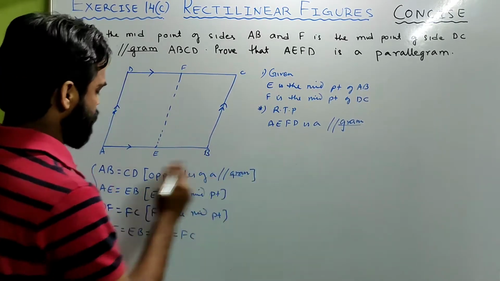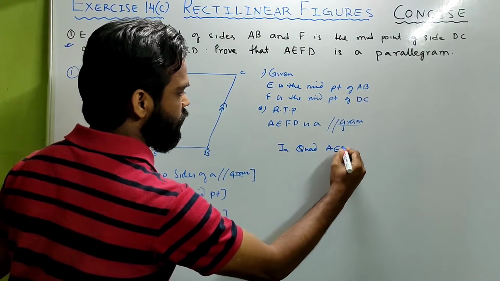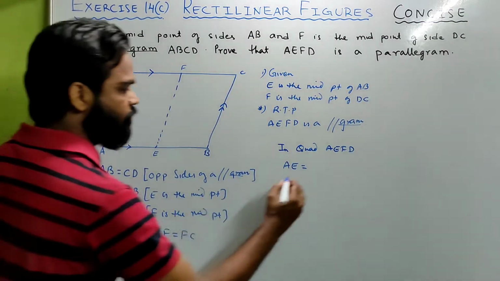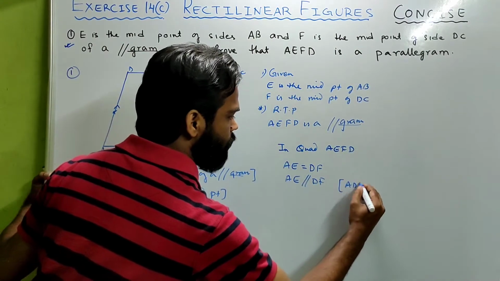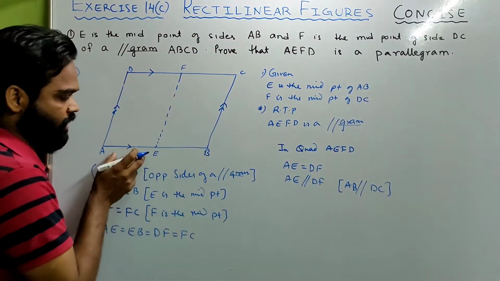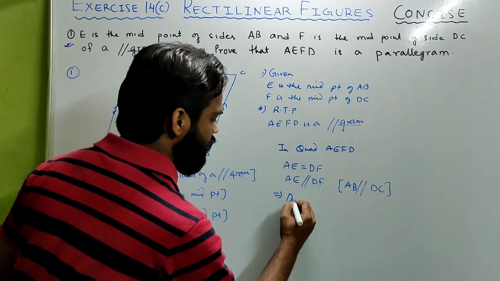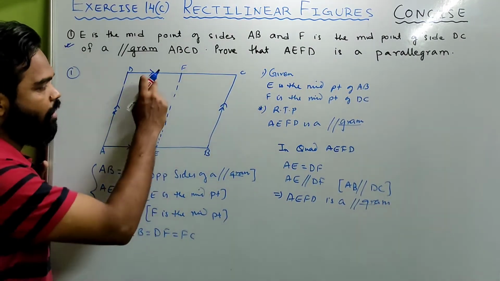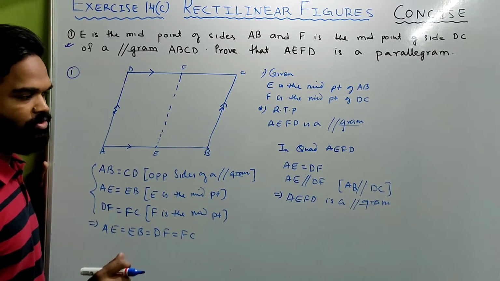Am I clear? Now, in quadrilateral AEFD, we just got AE is equal to FD, and AE is also parallel to DF. Why? Because AB is parallel to DC, isn't it? So if AB is parallel to DC, it means the portion of AB, that is AE, will be parallel to the portion of CD, that is DF, which implies that AEFD is a parallelogram. Why? Because opposite sides are equal and parallel to each other. So it has to be a parallelogram. Clear? Now let us look at the next sum.